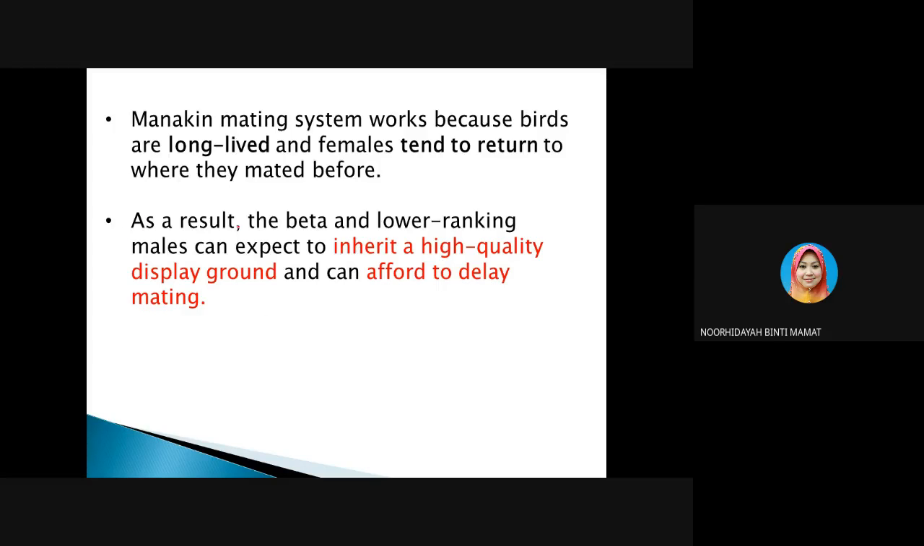As a result, the beta and the lower-ranking males can expect to inherit a high-quality display ground, the same ground. That is why the beta and the lower-ranking males will cooperate to make a display behavior, and can also afford to delay mating. They will let the alpha male mate first.